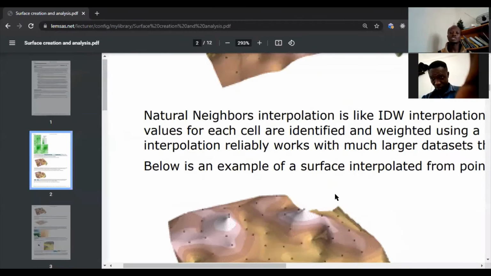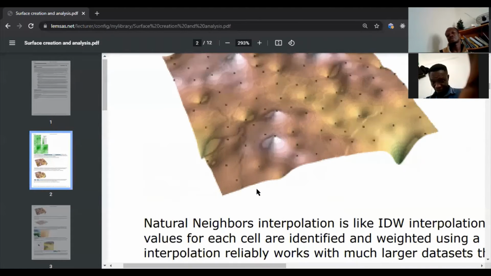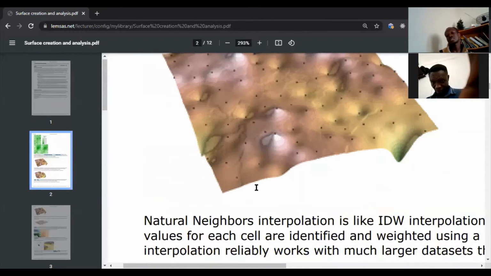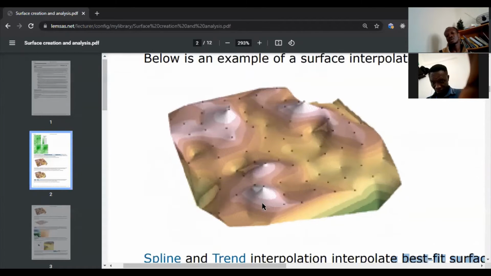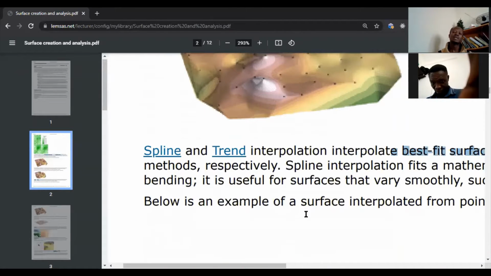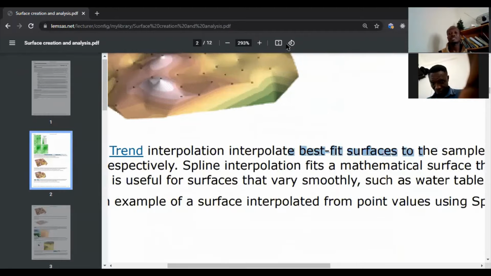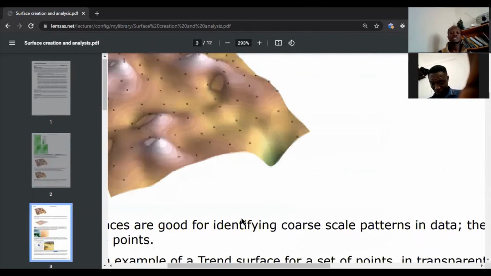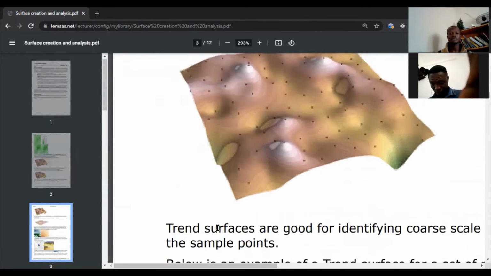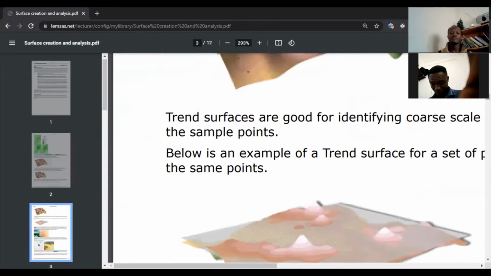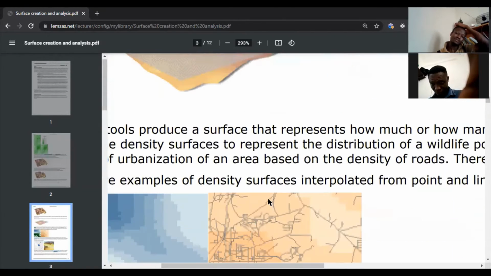This is an example of natural neighbors, except that here the way the values are computed makes use of what we call the delineate triangulation. All right, but then the result is slightly different, even though we still recognize that there are some hilly areas down south. Are you okay? Spline can also be used, we can fit a spline to a surface. And that's another way of interpolating. So this is a spline surface, and we can have a trend surface. So this is a trend surface example.